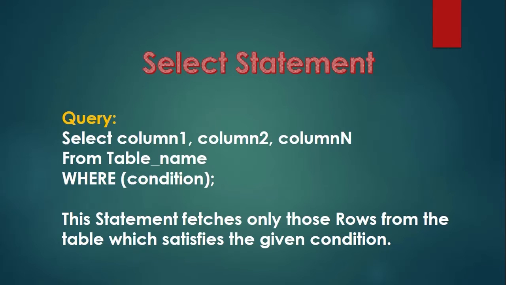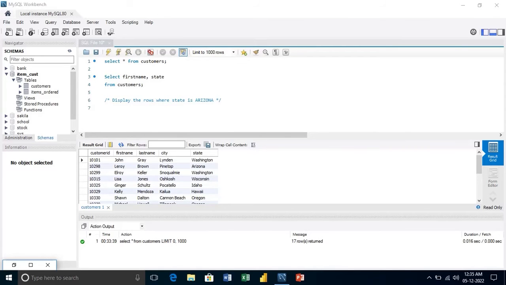In order to extract only those rows which are specific to our requirements, we will have to use the where clause. By the help of the where clause, we will put a limitation. Only those rows will be extracted which satisfy the condition specified by us. Let us try it. Let's say we want to display only those rows where the state is Arizona.